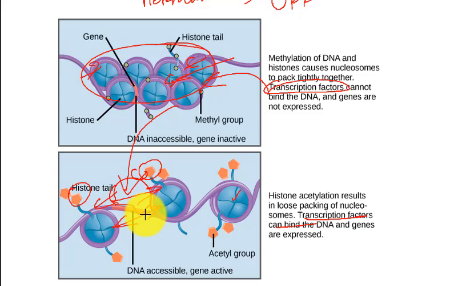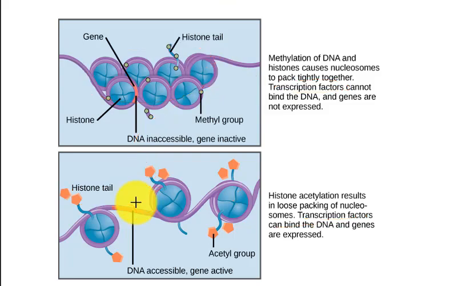This is how the transcription machinery will work in eukaryotic organisms. Just remember, prokaryotes do not have this problem. Prokaryotes do not have nucleosomes, so prokaryotic DNA does not require this nucleosome modifier, the histone modifier. So here we have the histone modifiers.